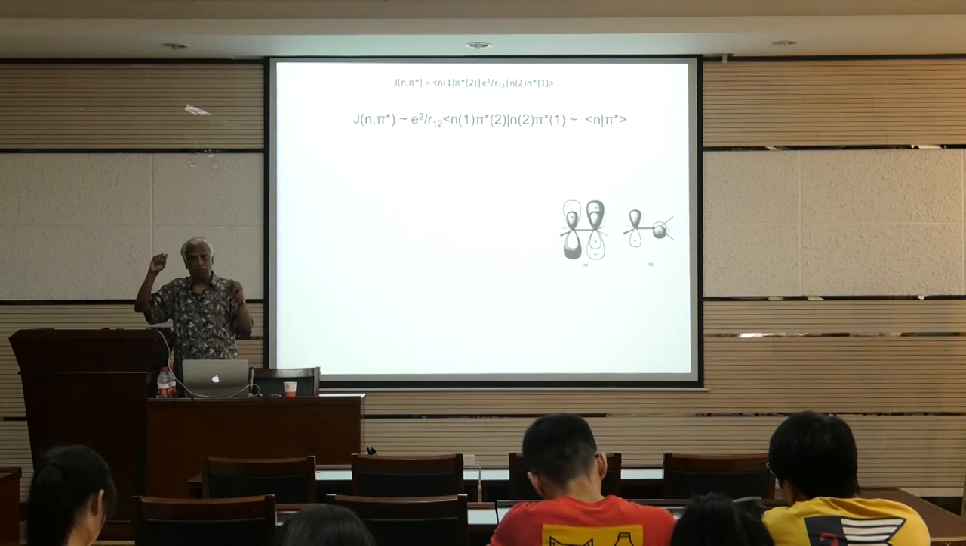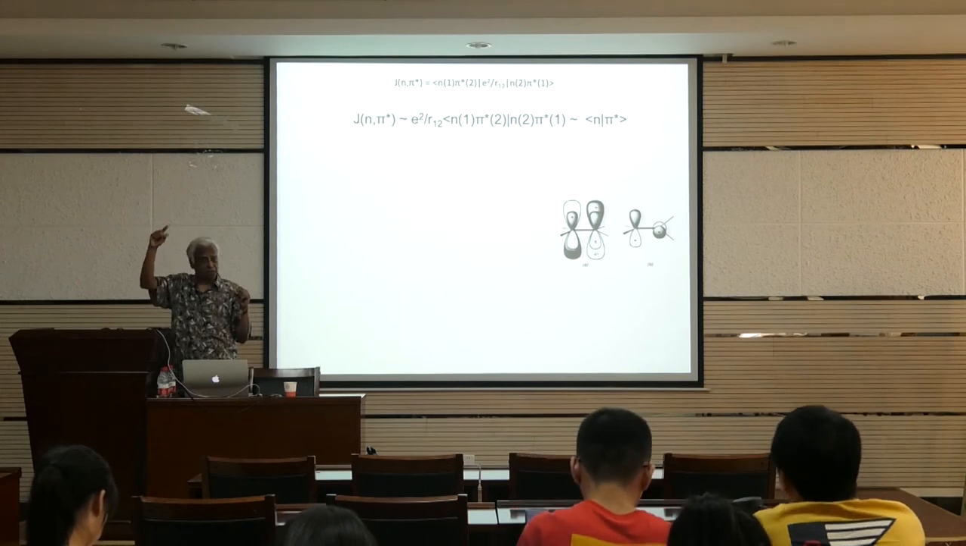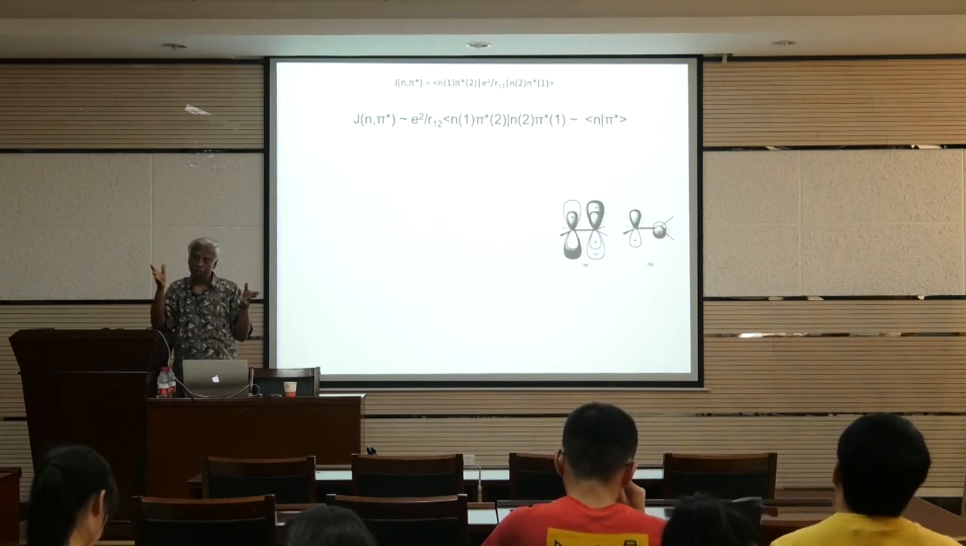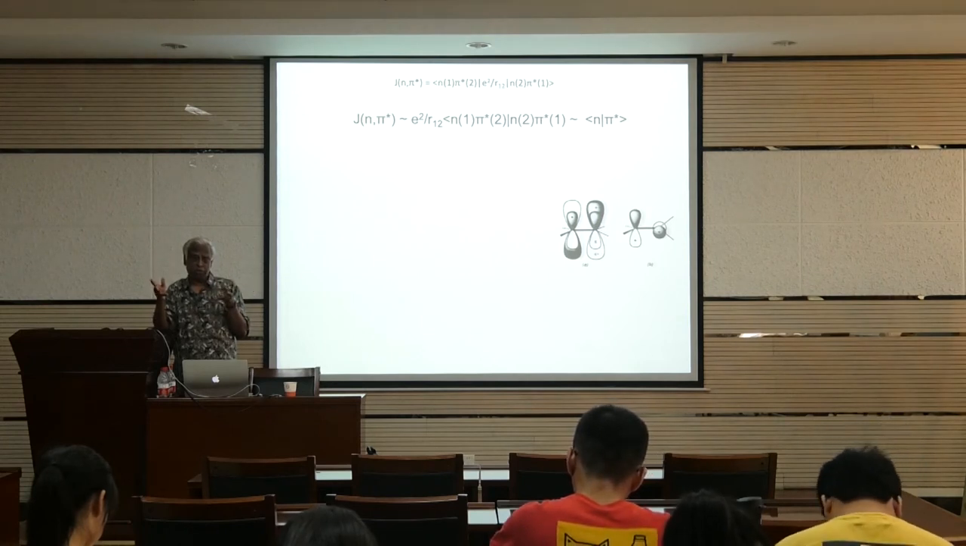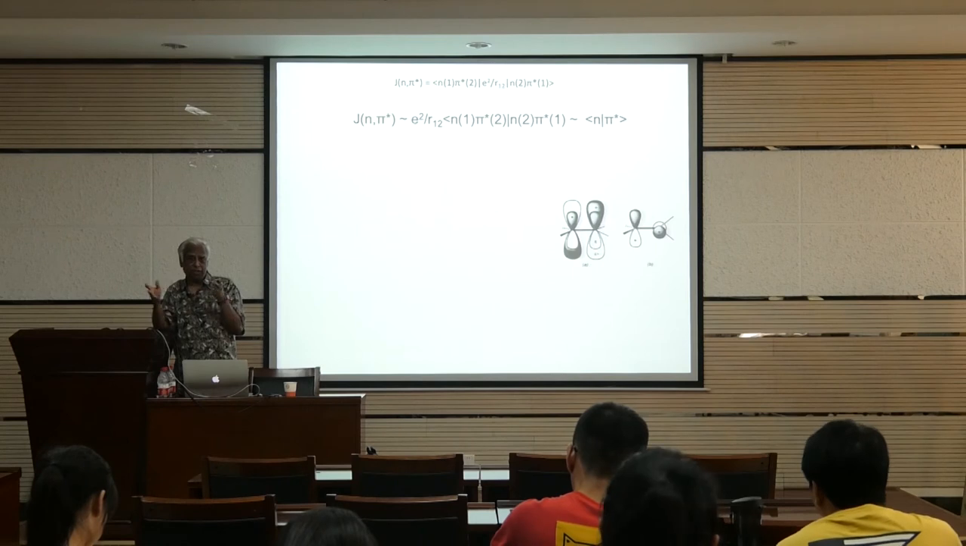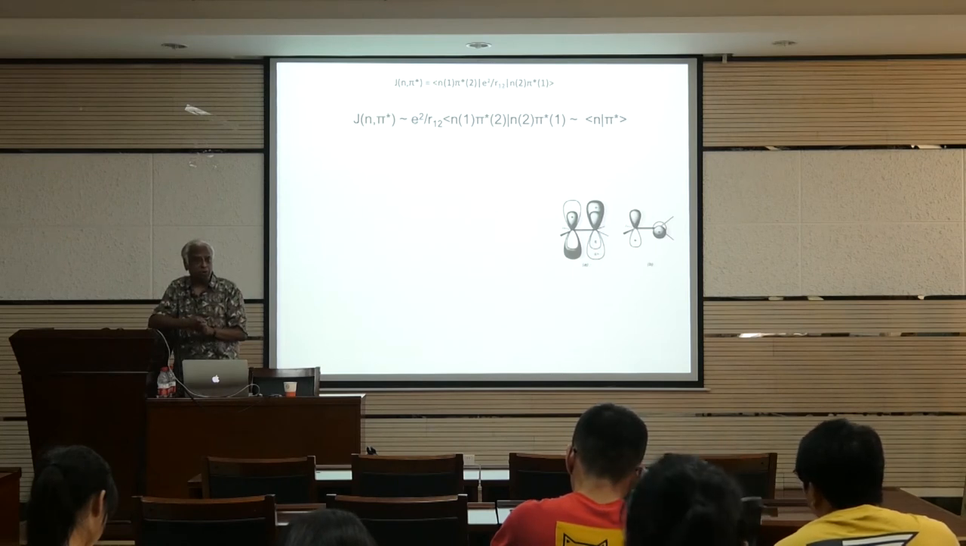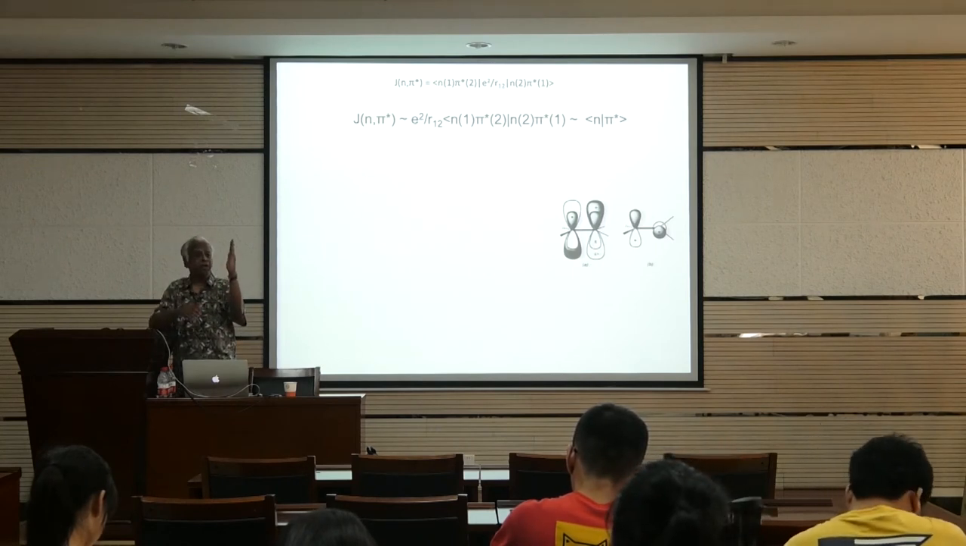So there is a larger overlap between pi and pi star. The two electrons are one in pi, another one in pi star. There is a larger overlap. The more overlap, more repulsion. So when you have the triplet, the energy gap comes down much more compared to n and pi star.